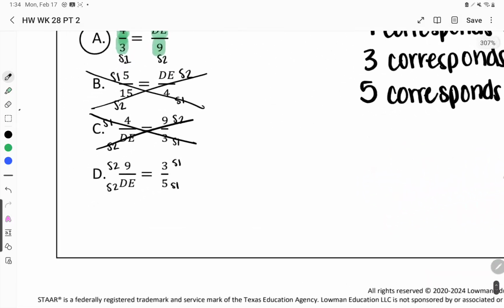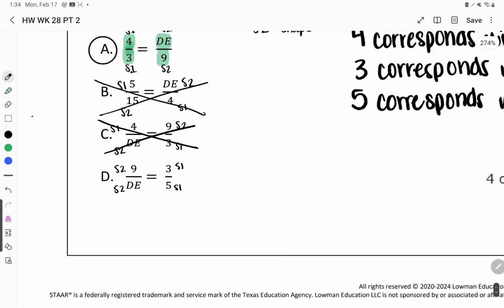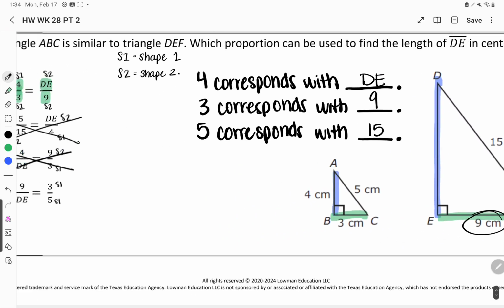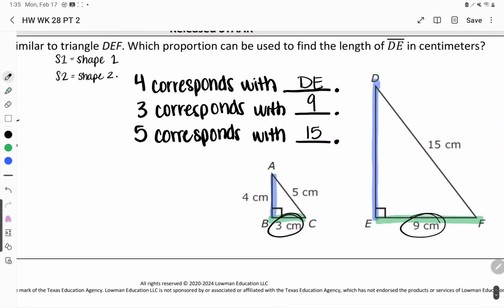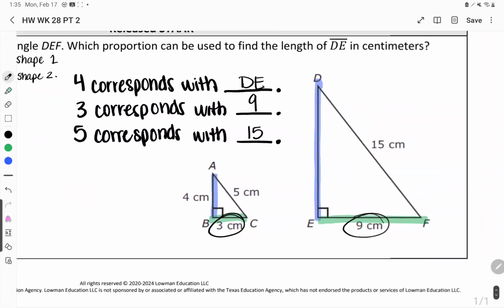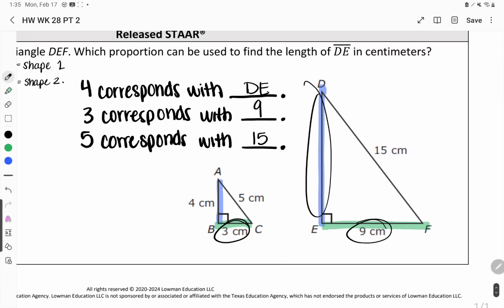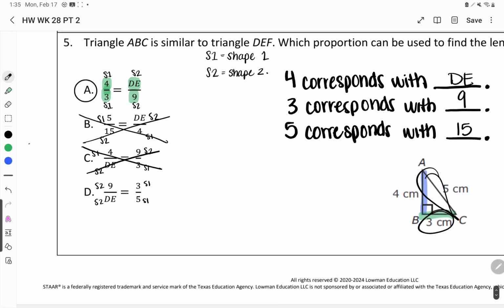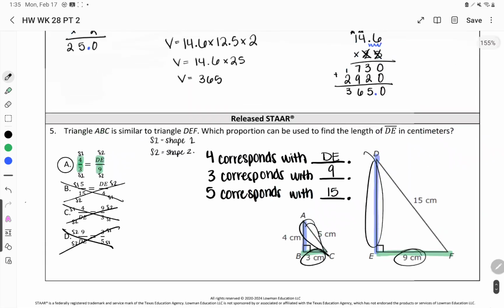We'll go through and check the other one. For this one, it says 9, so that's here, corresponds with 3. Okay, well that's there, so that's good. And then it says DE, which is here, corresponds with 5. Well, those two don't correspond with each other, so that one can't be correct. So it's got to be A.